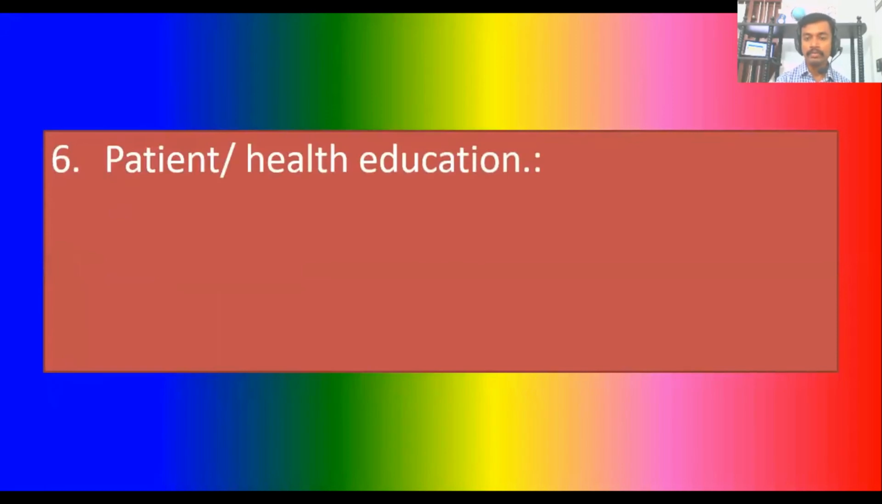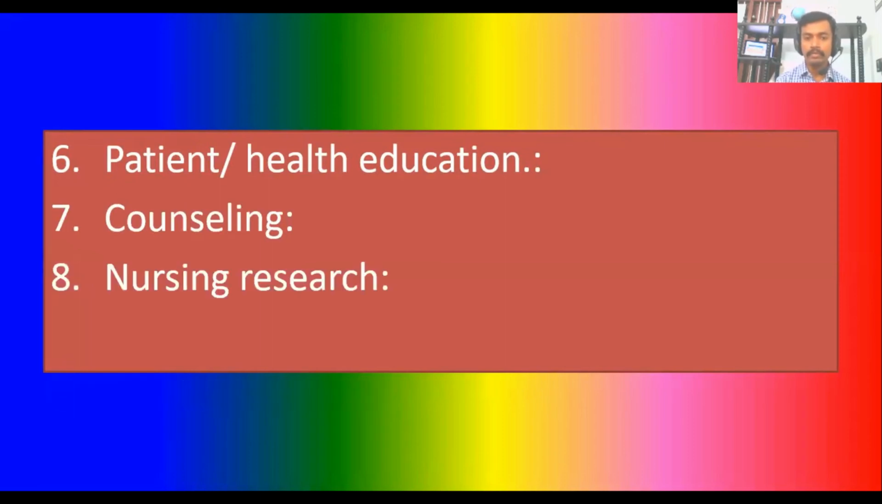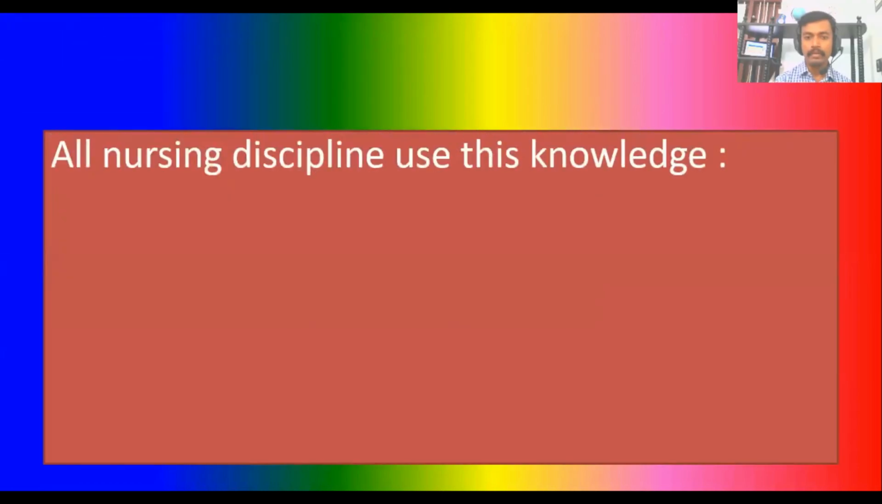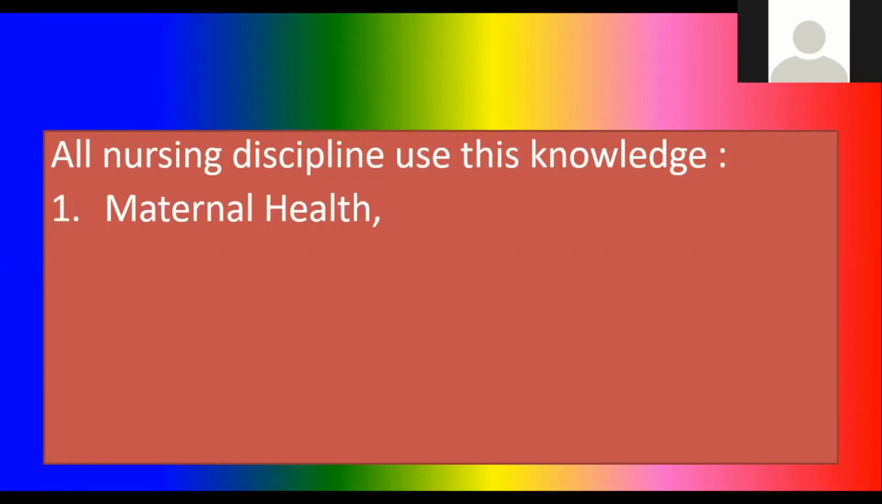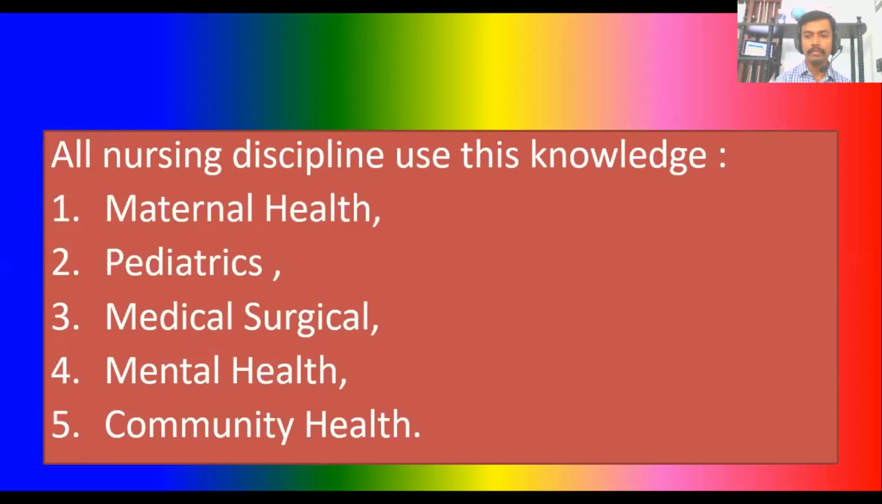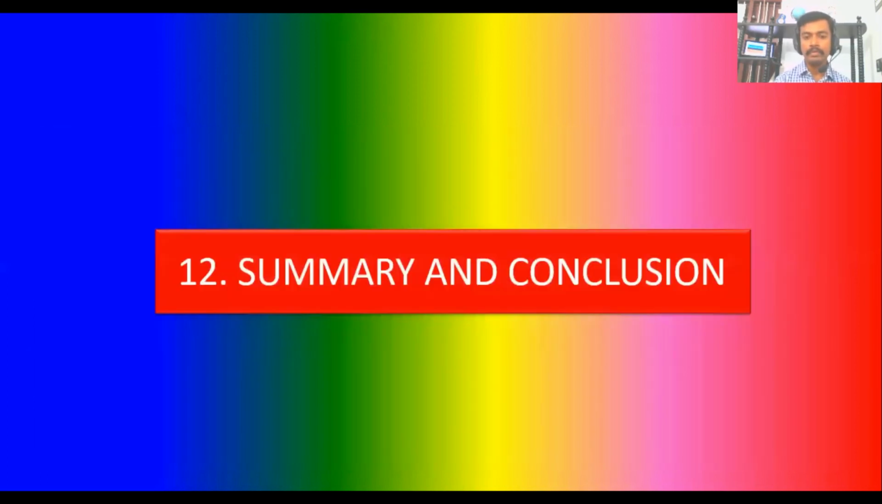Then health education. At the time of health education, the nurse should be educated about what is meant by it. Then counseling, client-oriented guidance. So nursing research, every aspect of research, mainly problem formulation to report writing. All the nursing disciplines use this knowledge in maternal health, pediatrics, medical, surgical, mental health, then community health needs. So when you read the specialty books, we can see that all these words are there. Then summary and conclusion.